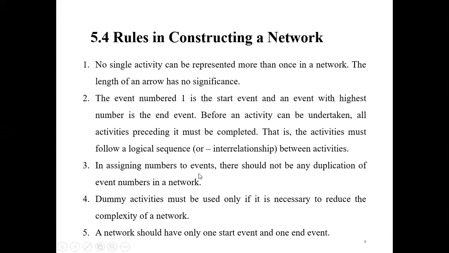In assigning numbers to events, there should not be any duplication of the event number in the network. Dummy activities must be used only if it is necessary to reduce the complexity of the network. Every diagram needs dummy activities only if necessary. A network should have only one start event and one end event. I have already explained this. Any project will start with one event and end with one event. In between, there will be a complex network of interrelationships of the activities.